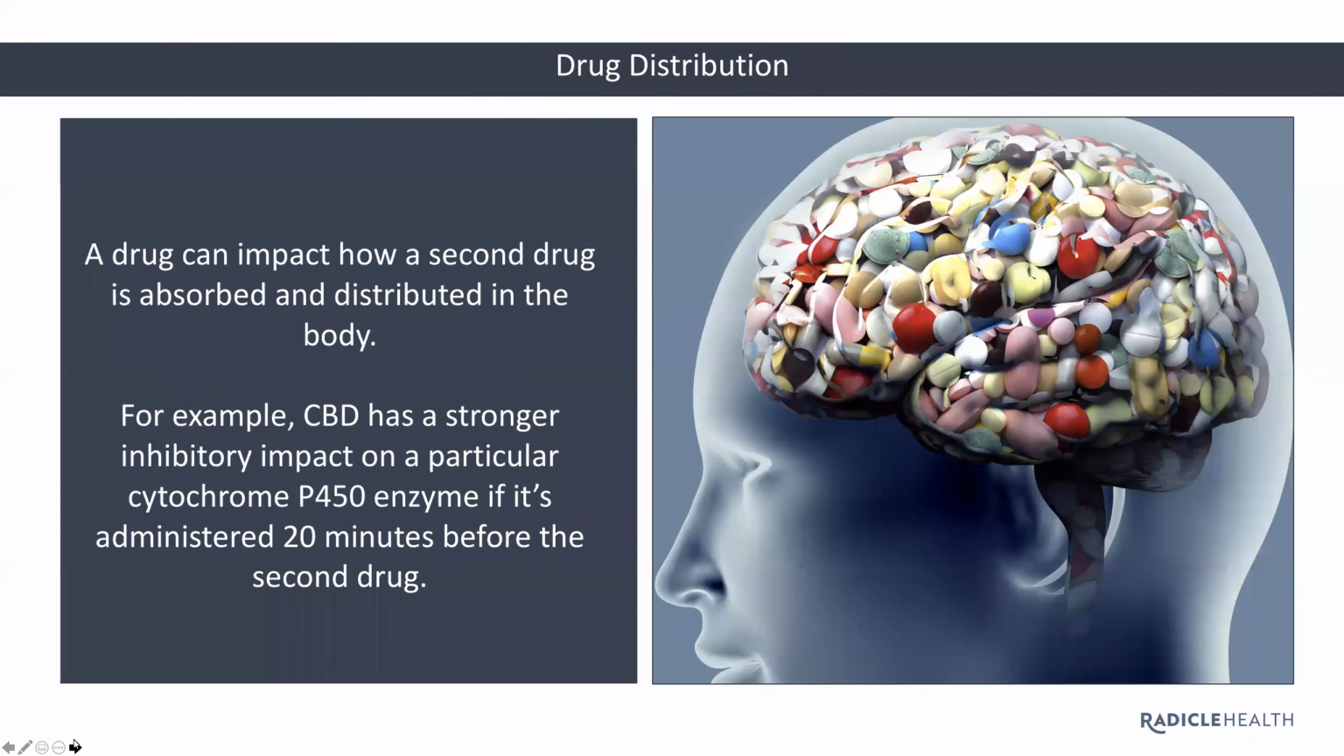The drug can impact how a second drug is absorbed and distributed into the body. So for example, there's some evidence that CBD has a stronger inhibitory impact on a particular cytochrome P450 enzyme if it's administered 20 minutes before the second drug. Often what I want my patients to do is to take their pharmaceuticals first and then eat something, and then they can take their cannabinoid products once they've finished a meal. That helps kind of avoid it.